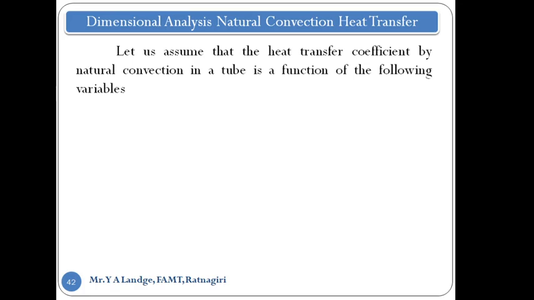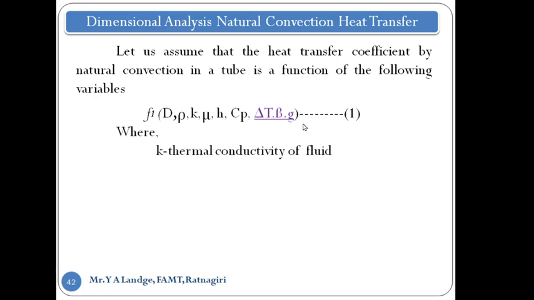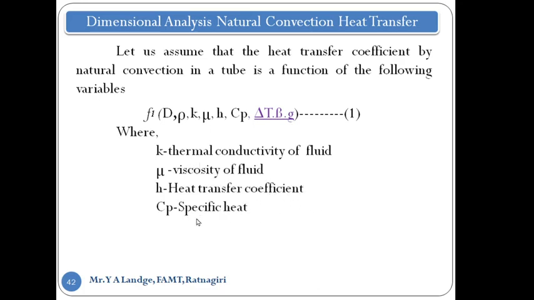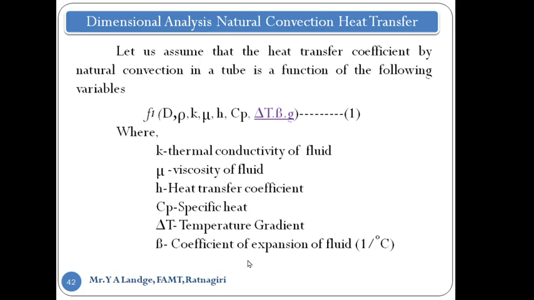So, let's assume the heat transfer coefficient by natural convection in a tube is a function of the following variables. The variables are d, rho, k, mu, h, cp, delta t, beta and g, where k is the thermal conductivity of the fluid, mu is the viscosity of the fluid, h is the heat transfer coefficient, cp is the specific heat, delta t is the temperature gradient, beta is the coefficient of expansion of a fluid, and g is the acceleration due to gravity, which is in meter per second square.